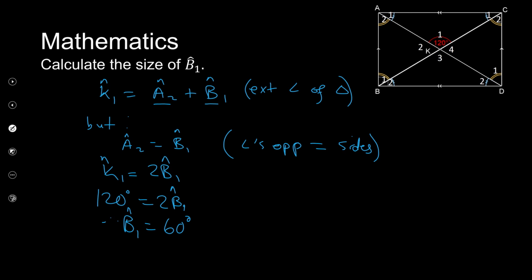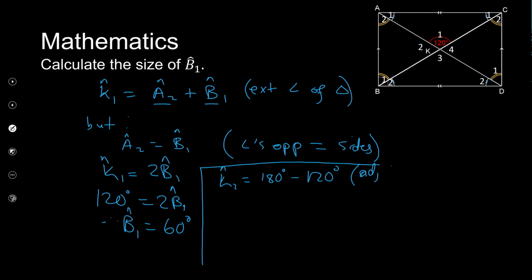The other way that I said would be to find K2. If we were to find K2, I will use K2 equals 180 degrees minus 120, and this will be adjacent angles on a straight line. And then I can use the sum of angles in a triangle, this triangle here, in order to find what B1 is. So you can see there are many ways to solve this, not only what I have done on the board.